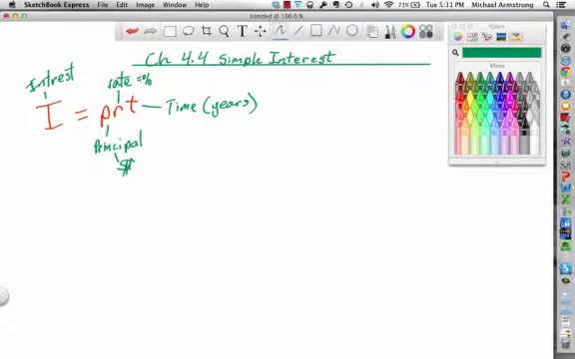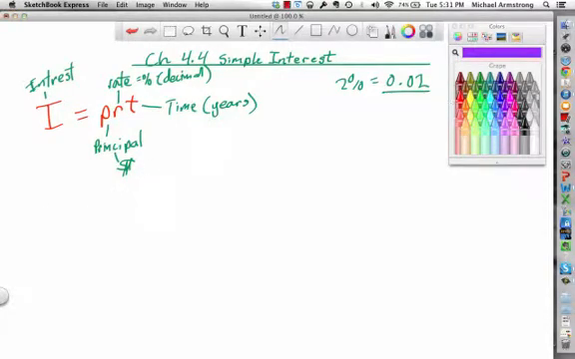And we usually put this percentage in the form of a decimal. So that's important. If we have 2% interest, that is 0.02 as a decimal. Alright, so example number 1.